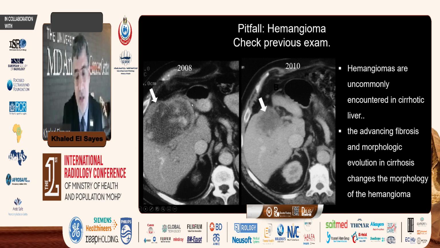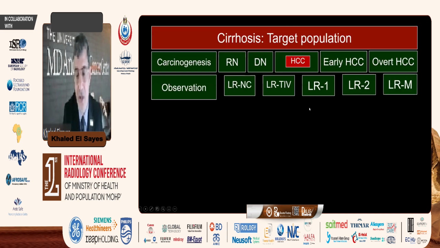And the tip here, or the key here, is reviewing the previous examination. Hemangioma is not as common as it is in a non-cirrhotic liver, because, as I said again, the surrounding liver parenchyma doesn't welcome the benign pathologies such as hemangiomas and cysts.